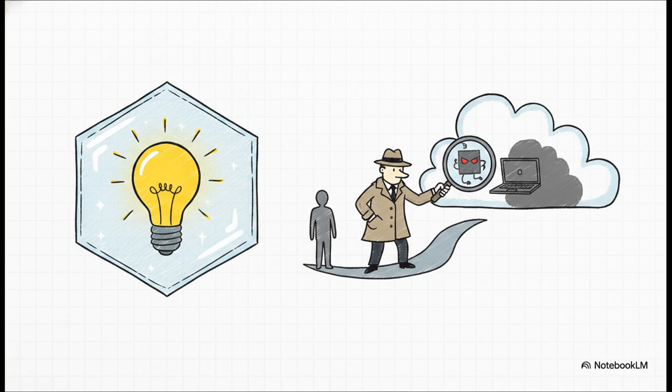Then we have CASB, Cloud Access Security Brokers. A CASB sits right between your on-premise users and the cloud providers. It enforces internal security policies and hunts down shadow IT. You know, when employees quietly start using unauthorized SaaS apps and totally bypass the IT department's oversight.